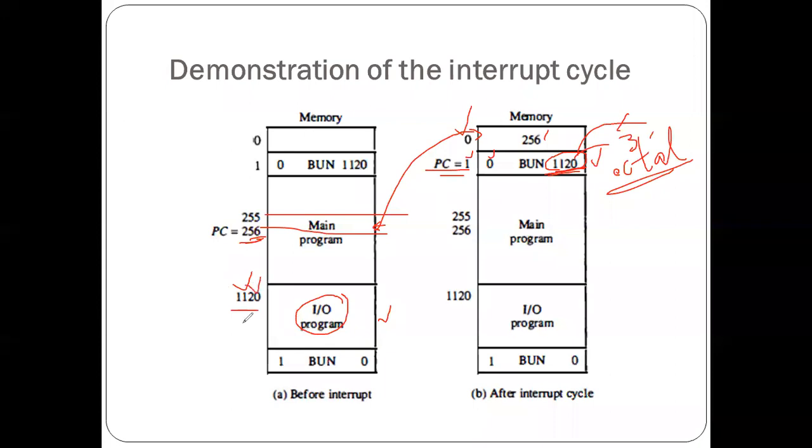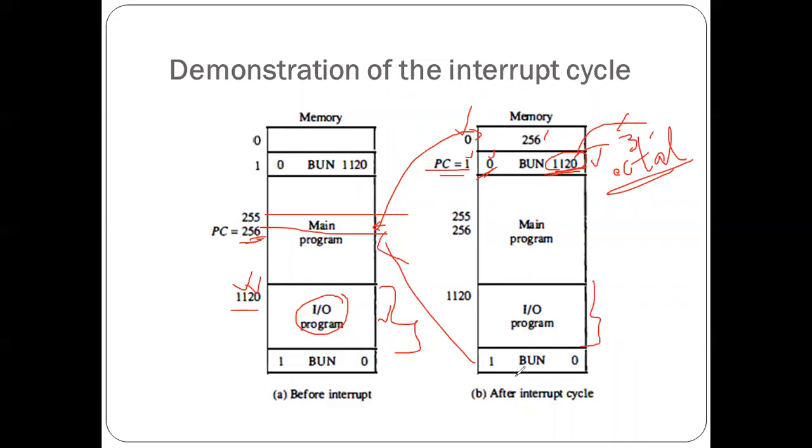Okay, so the ISR program at 1120 is directly available here, so my I bit is 0. Your control will move to this particular program. After executing this program, your control has to come back to the main program.